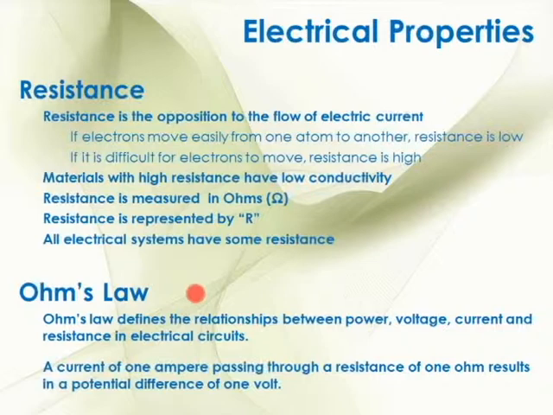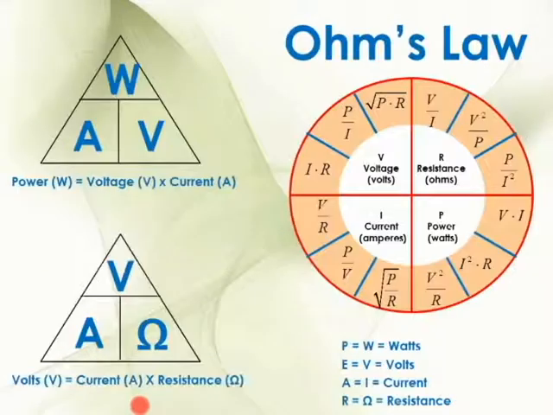And the basis of Ohm's law is that the current of 1 amp passing through a resistance of 1 ohm results in a potential difference of 1 volt. So that's the basis of Ohm's law, and there's quite a lot more to it as we go along here. So this is Ohm's law, and it's often shown as a wheel, just like this.